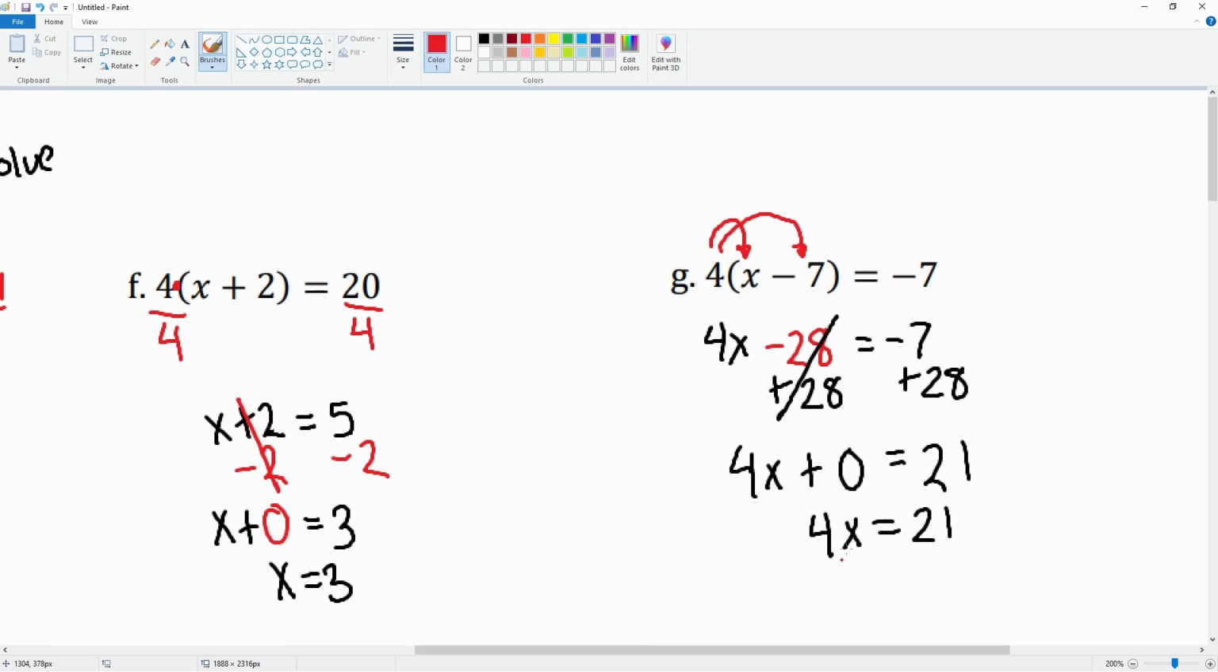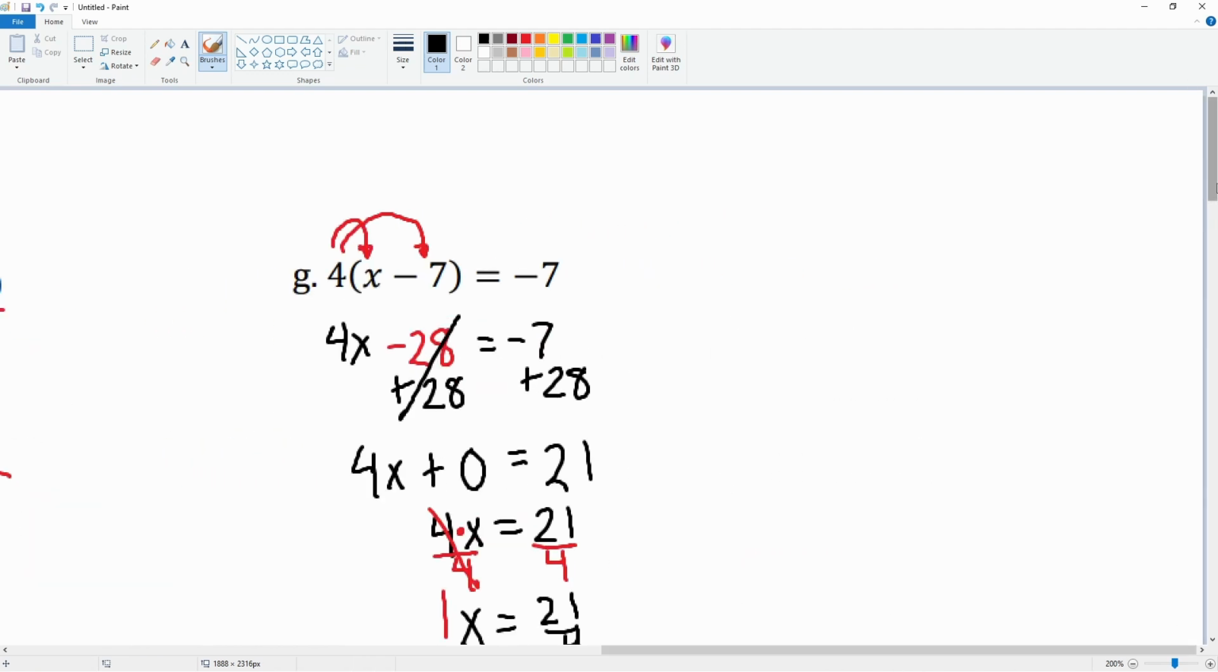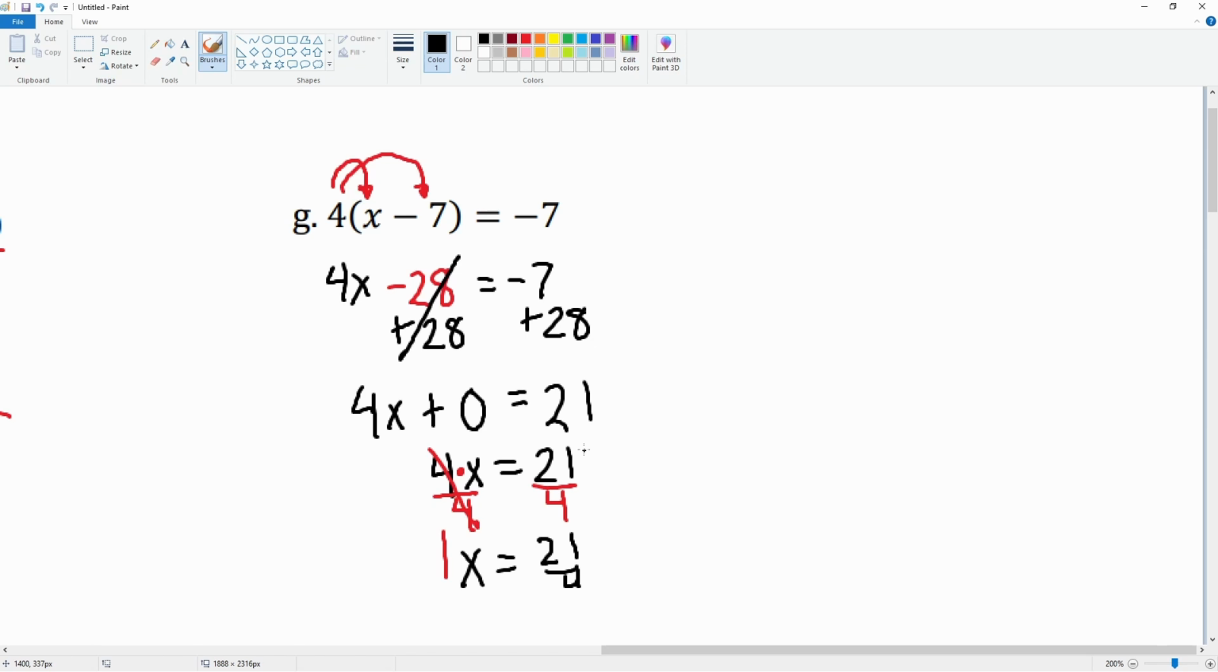This is attached via multiplication, so you're still having to divide by 4 on both sides. 4 over 4 becomes the number 1, leaving you with 1x is equal to 21 divided by 4. That can't be simplified, can it? No. So the answer is 21 over 4. Okay, so that's good.